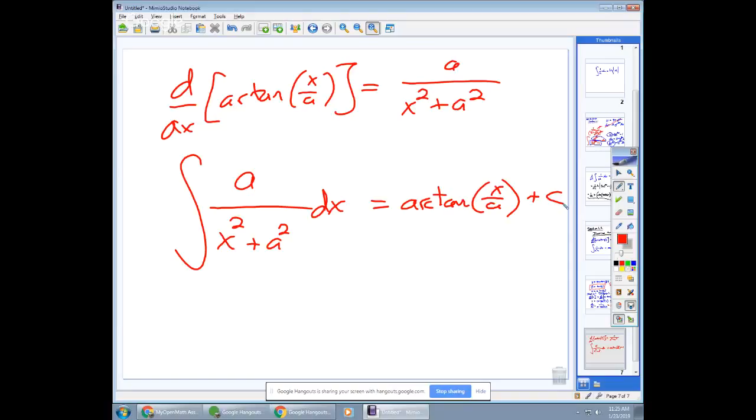And manipulating triangles like that is something that's going to come up again in the next chapter in terms of evaluating some integrals.